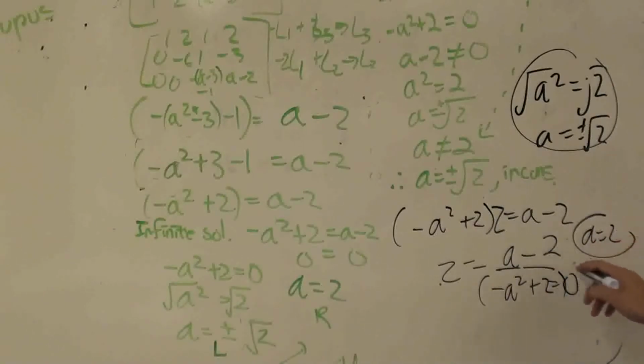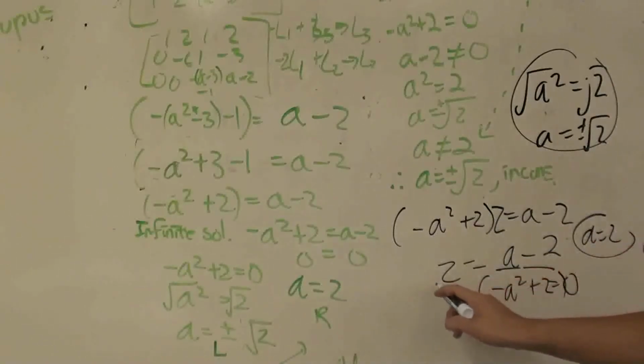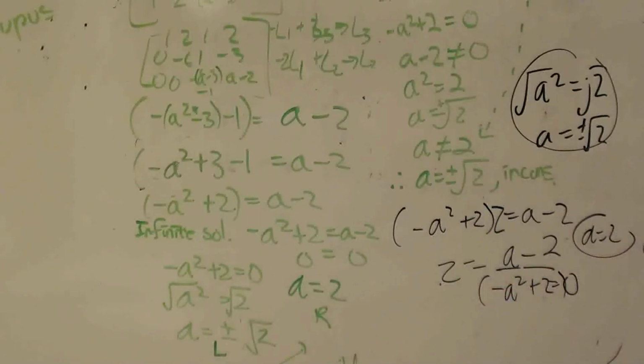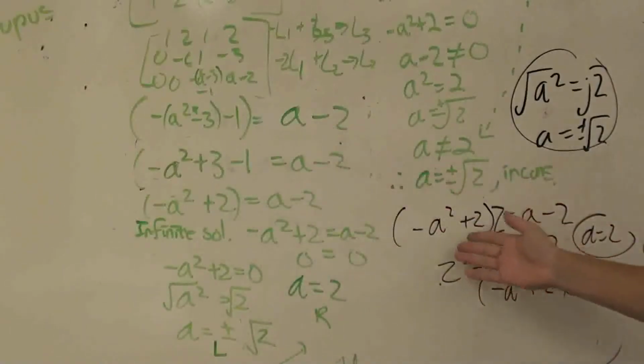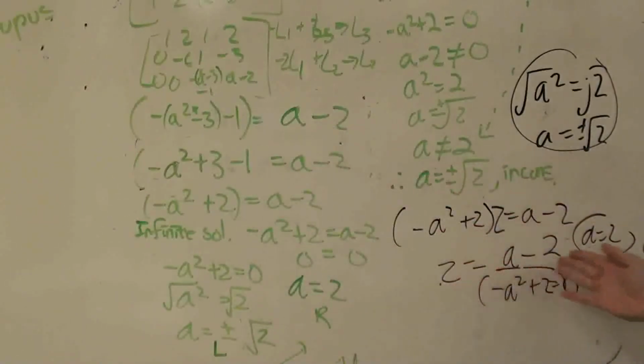So that it becomes 0, right? But that's not a guarantee that z is going to be 0. Z could be any number. And right now we're trying to figure out what condition for a, right? Because z is not related to the a at all. So that's why there's going to be a guaranteed infinite solution. So that was my argument, right?